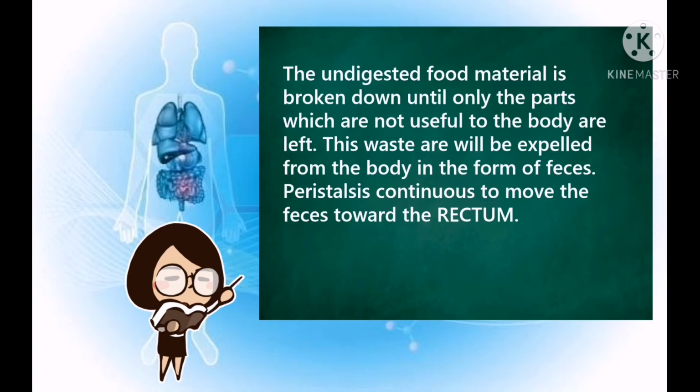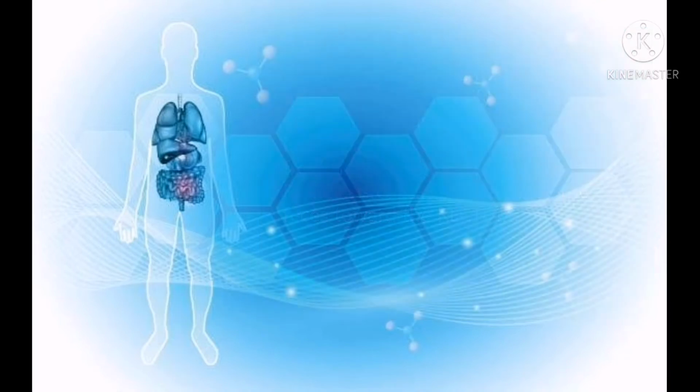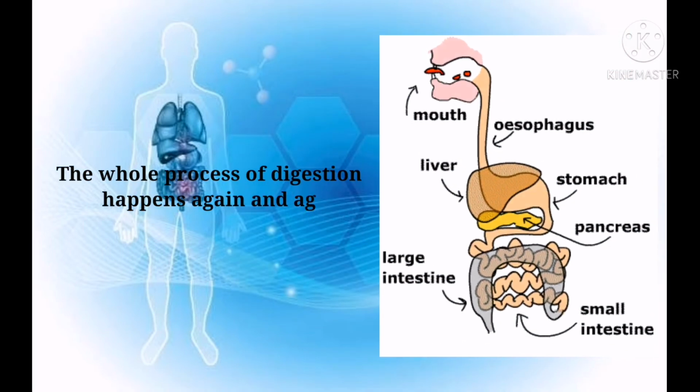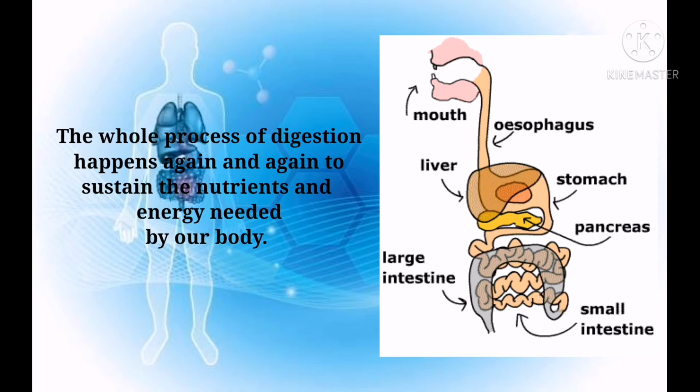Peristalsis continues to move the feces toward the rectum. The rectum provides temporary storage for feces before they are extracted. Peristalsis of the smooth muscle in the rectum pushes the feces out of the body through the anus. The whole process of digestion happens again and again to sustain the nutrients and energy needed by our body.